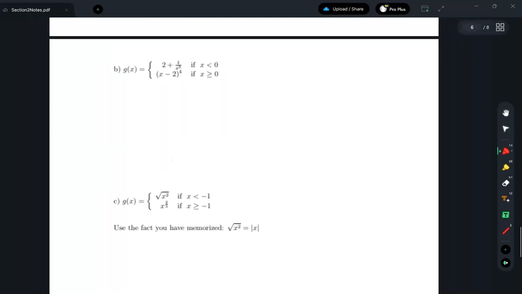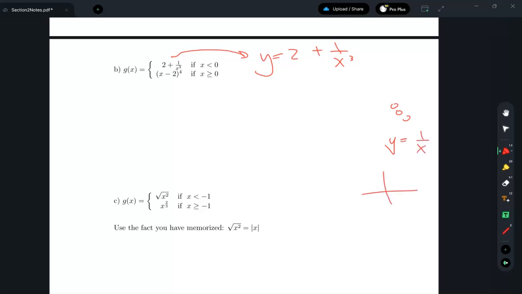do that same process where we draw each of the graphs separately. So if I was to draw y equal 2 plus 1 over x cubed, so I'm just going to tell you what I'm thinking. Y equal 1 over x cubed is like y equal 1 over x, right? So that's like this. And then to shift it up by 2, that's going to change where the horizontal asymptote is. So that's going to be at 2. So it'll be here and here, right?